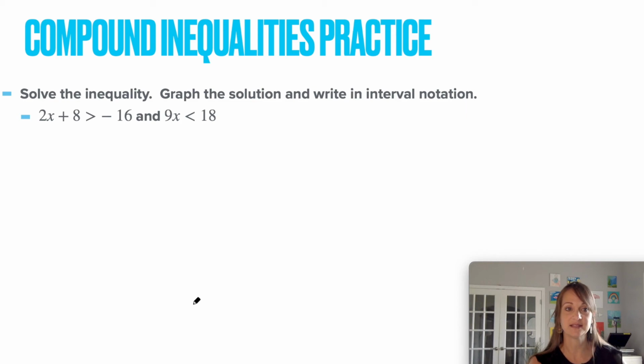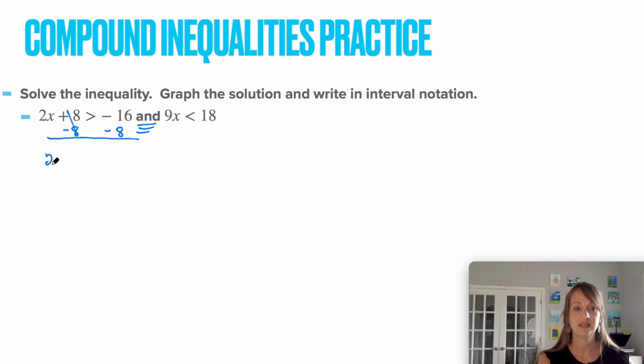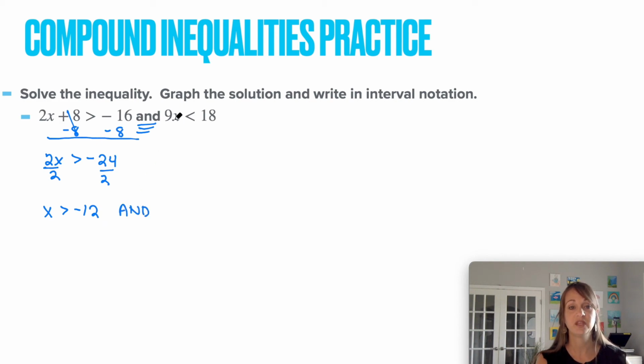So let's practice. We want to solve the inequality. This is an and, so we're looking for when they overlap, when do they connect together. If I was to solve this left-hand side, the first thing I would do is subtract 8, and I would get 2x is greater than -24, and then I would divide by 2, and I would get x is greater than -12. And at the same time, if I was to solve the second one, I would divide by 9, and I would get x is less than 9.